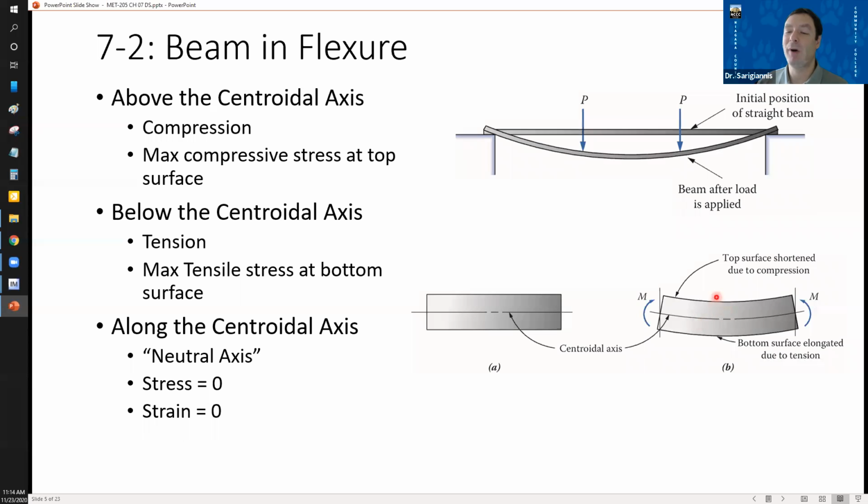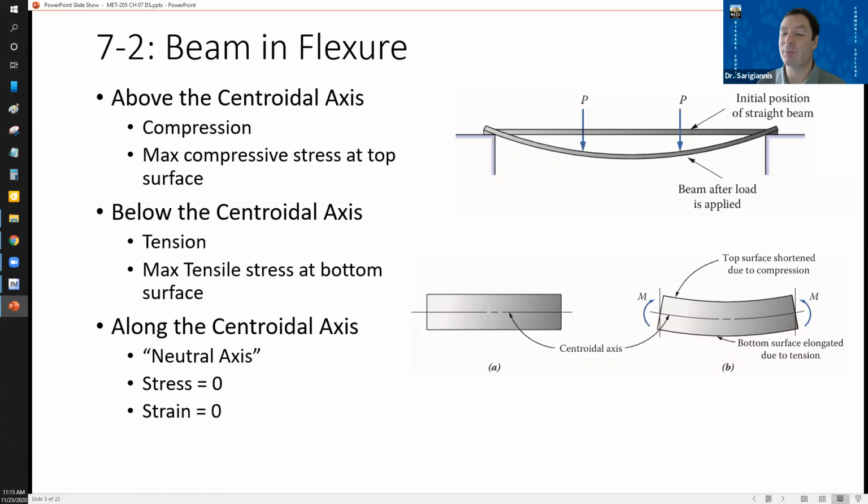However, above this axis, now this depends on where the force is being applied, right? If the force is being applied on the top and your bending moment's this way, your top surface is going to be in compression, right? And your bottom surface is going to be in tension. So think about a specific element down here: this element is being pulled apart, and it wants to pull the beam back together. This element up here is being pushed together and it wants to push back, right? So you get tension below and compression above.